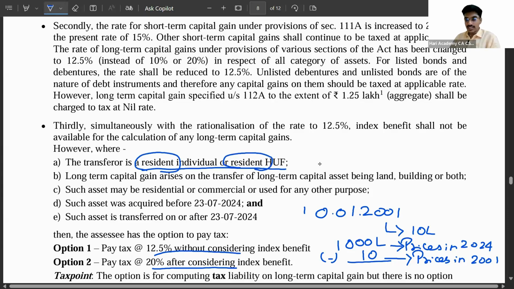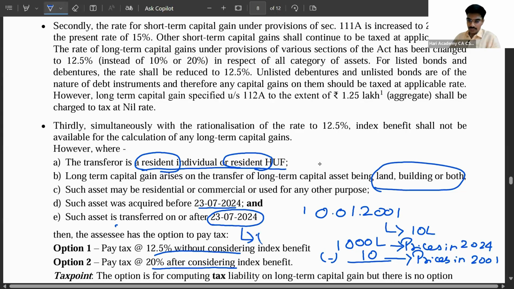Next, this is applicable only in case of land or building or both, and it is not applicable for all types of properties. It doesn't matter whether it is residential or commercial. That is not a problem, but it is applicable only for lands, buildings, or both. And the asset should have been acquired before 23rd of July 2024, and it is transferred after 23rd of July 2024. If all these conditions are satisfied, you are eligible to use the indexation benefit.